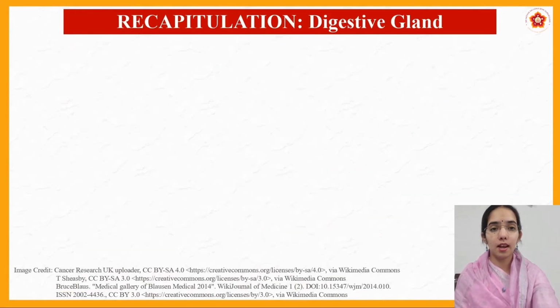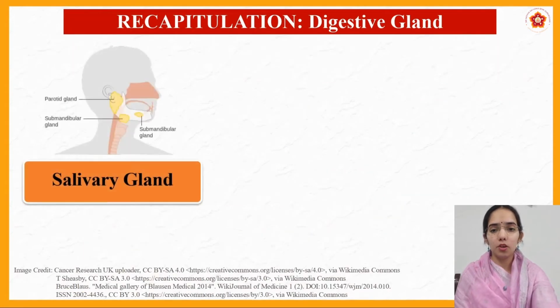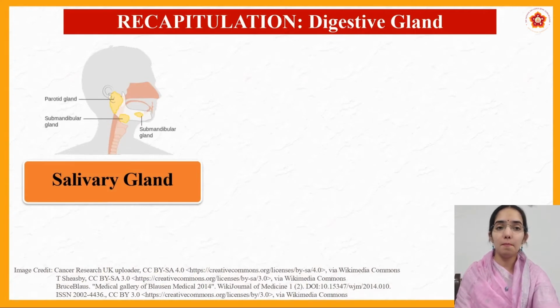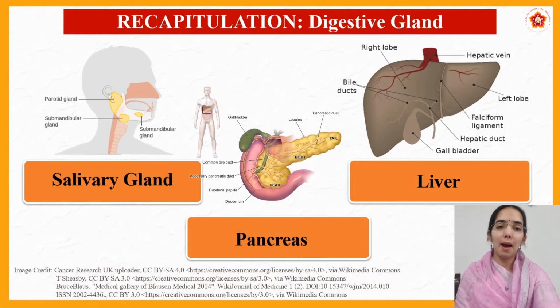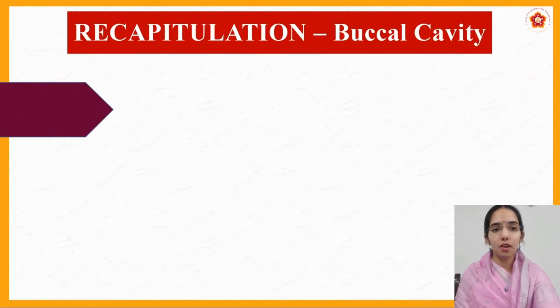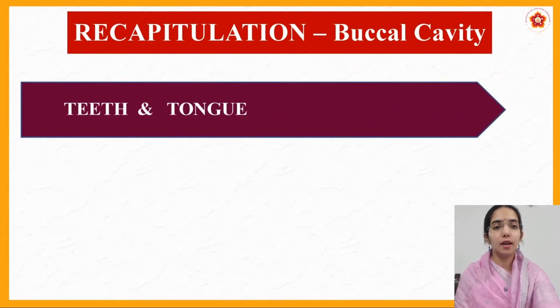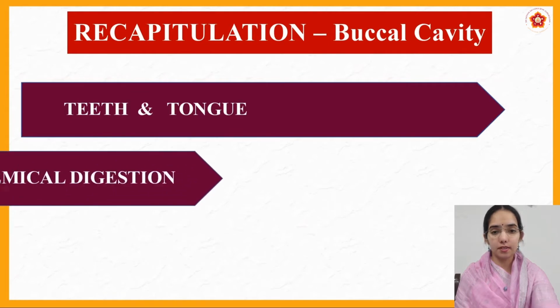Let's see these glands in a little more detail. The first one is the salivary gland, which is present in our buccal cavity. We had learnt in the previous part that it helps in the breakdown of starch in our mouth. Then the second gland is the liver, and the third one is the pancreas. We had studied that in our buccal cavity, teeth are present and tongue is also present.